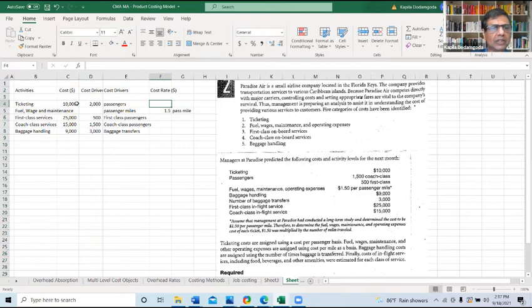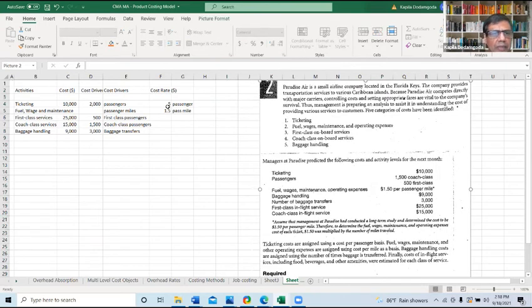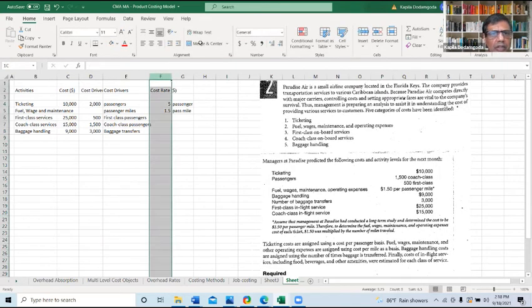Now say ticketing has cost us 10,000. This is to offer 2,000 tickets to 2,000 customers. So per passenger ticketing cost is divided, and this will be 5 per passenger. This is what happens with regard to the ticketing. Every passenger, the cost will be $5 per passenger, right? Because the cost driver is the number of passengers. Fuel, wage and maintenance has nothing to do with the passenger. It is per passenger mile.